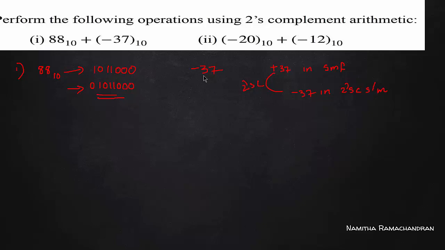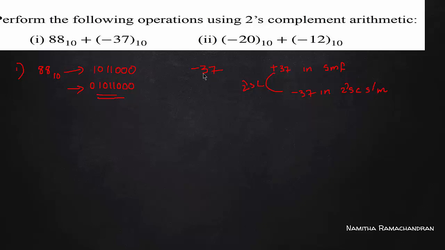So this is the general procedure. If we know this, we can simply solve all these kinds of questions. Got it? So consider this 88. This is the sign magnitude representation. Exactly the same 1's complement representation and 2's complement representation correspond to this positive 88 as this one itself. And for this negative 37, all the three representations are different.